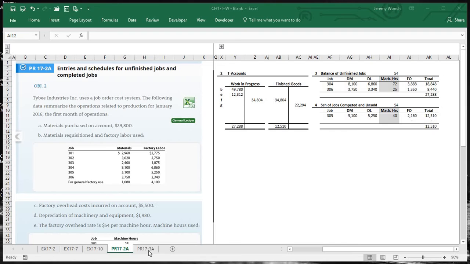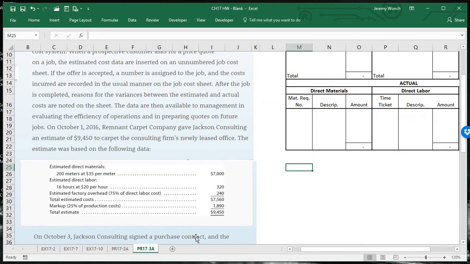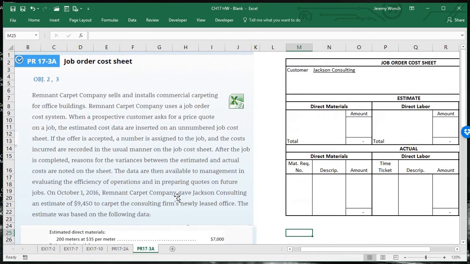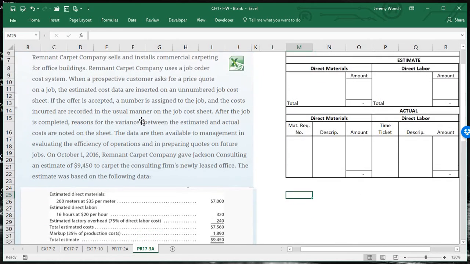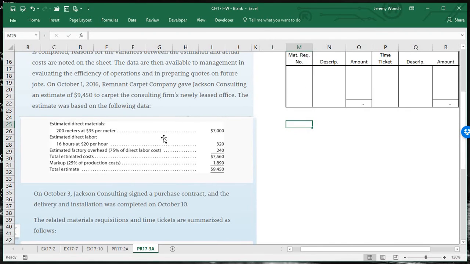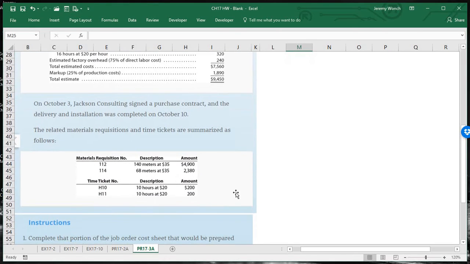All right, then for our last problem, we have 17.3a. So what we're going to do here is fill out a job order cost sheet. And so we have this Remnant Carpet Company. They sell and install carpet. And then we're going to come down here and they're going to give us estimates on cost. And then if we go down a little bit further, it's going to give the actual tickets and time used of what it actually took to get the job done.